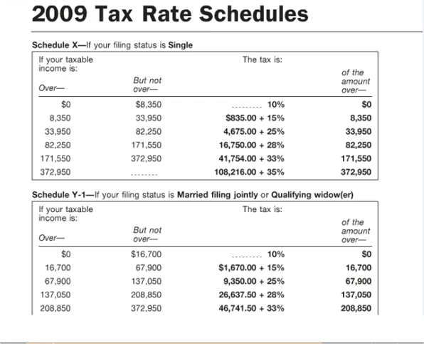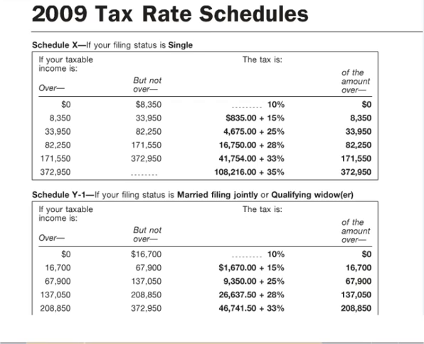Your taxable income on the first $8,350 is 10%. And between $8,350 to $33,950, you're charged 15%, and 25%, 28%, 33%, 35%. So the more you make, the higher your tax rate.